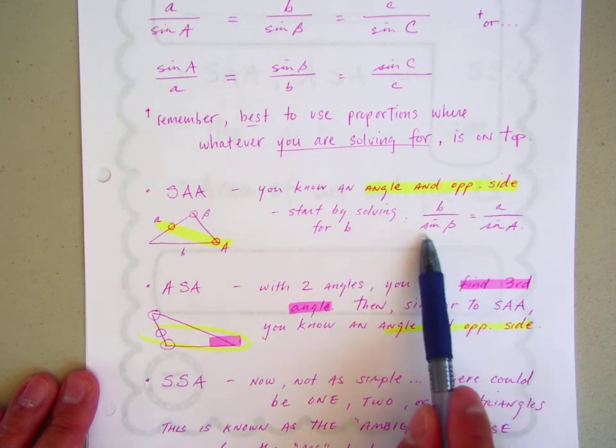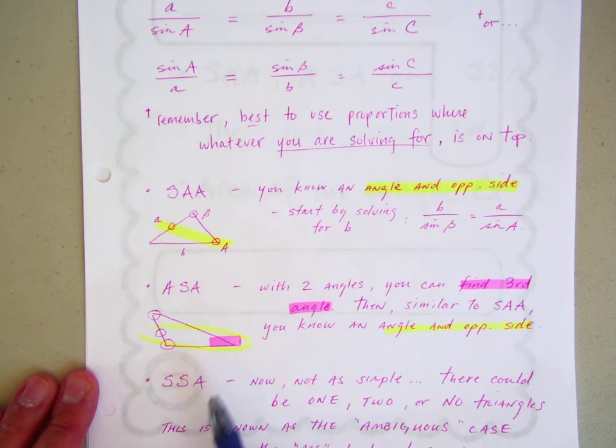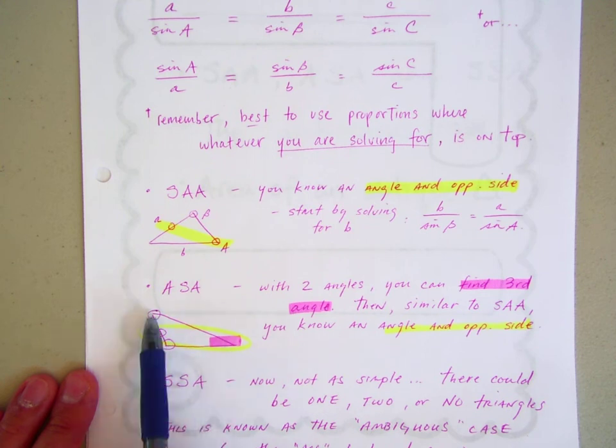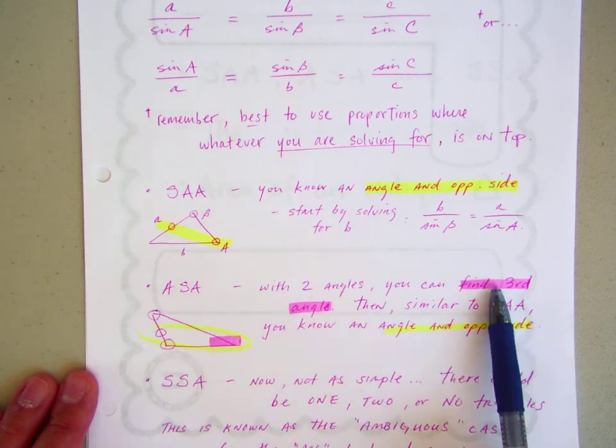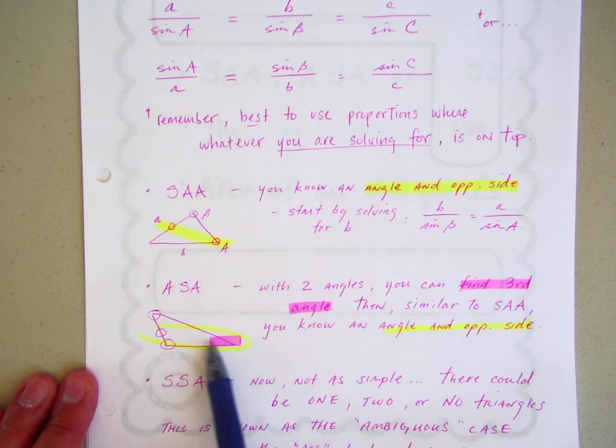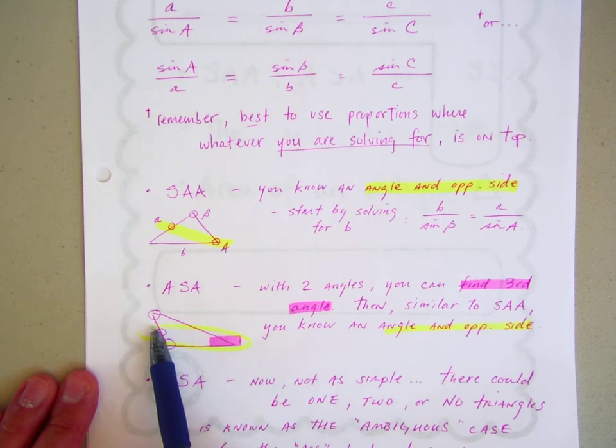Second case where we can use the law of sines: angle-side-angle. If you just start with angle-side-angle, you may think that you don't have any angle and its opposite side. But with a little bit of thought, you do, because with two angles, you simply find the third angle. If I know two angles, subtract those two from 180, and that's the measure of the third angle. Once I find this one, I do have an angle and its opposite side, and then just like side-angle-angle, I can use the law of sines.